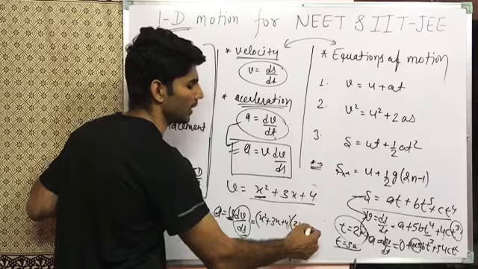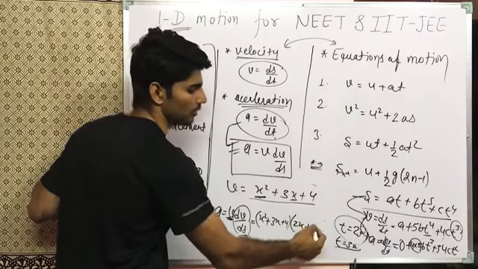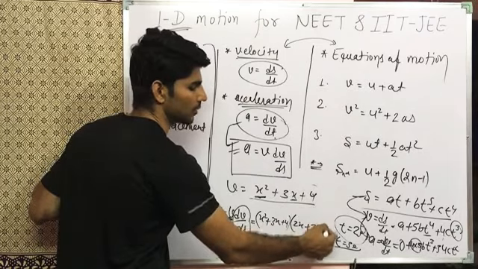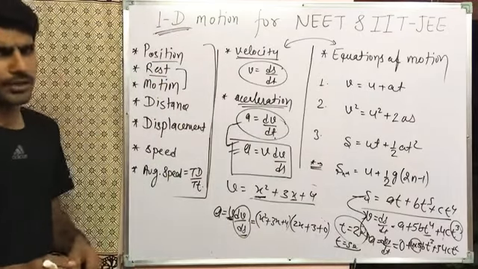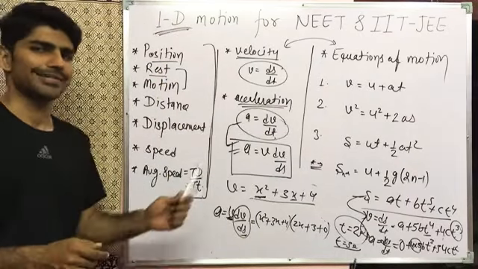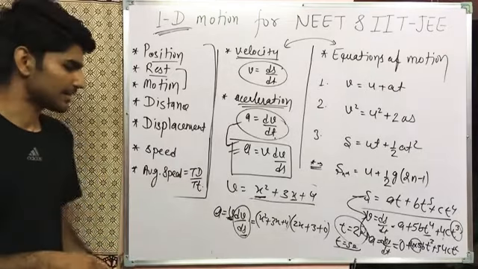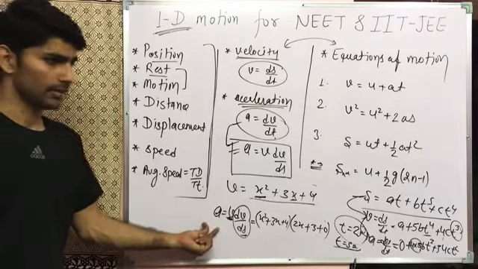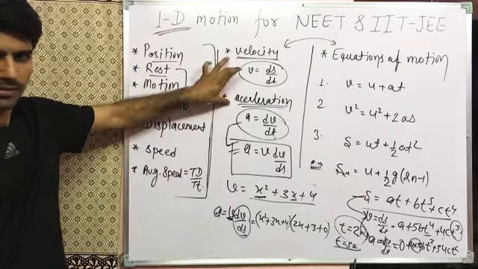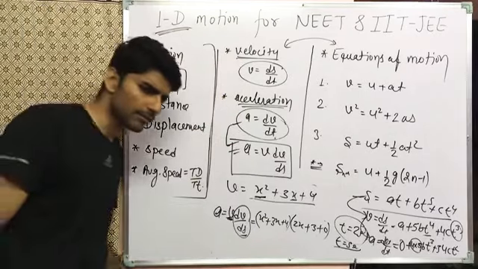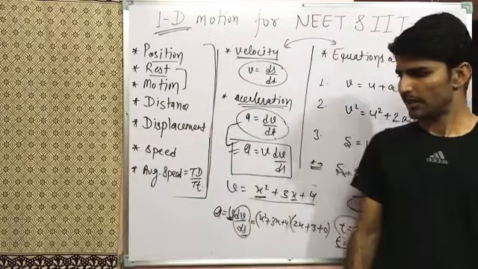is 2x, and the differentiation of 3x is 3, and 4 is a constant, so it becomes 0. You can solve it, you can put the value of x, and you can get the exact value at any instant or at any displacement for the acceleration. So these types of questions are asked from these two formulas. These are the basic formulas from which these questions are asked.